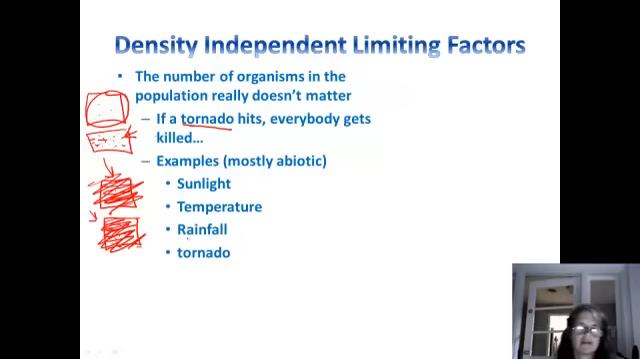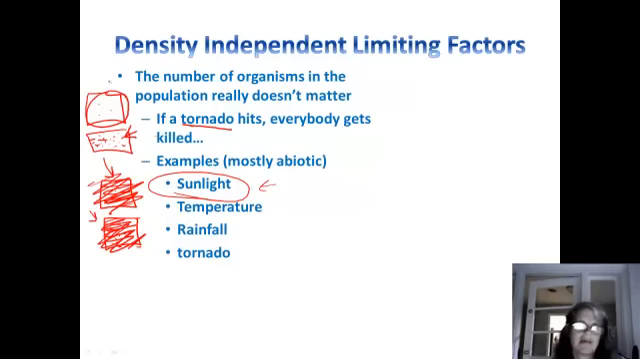Some of these you can argue about. For example, I see that, and I would argue about that, because if you've got lots of plants, the ones that are up high are going to start limiting the light that's going to get to the ones that are down low. So I would argue that that one is actually a density dependent. However, if the sun goes out, everybody's going to die. So, you know, it kind of depends on how you look at it.